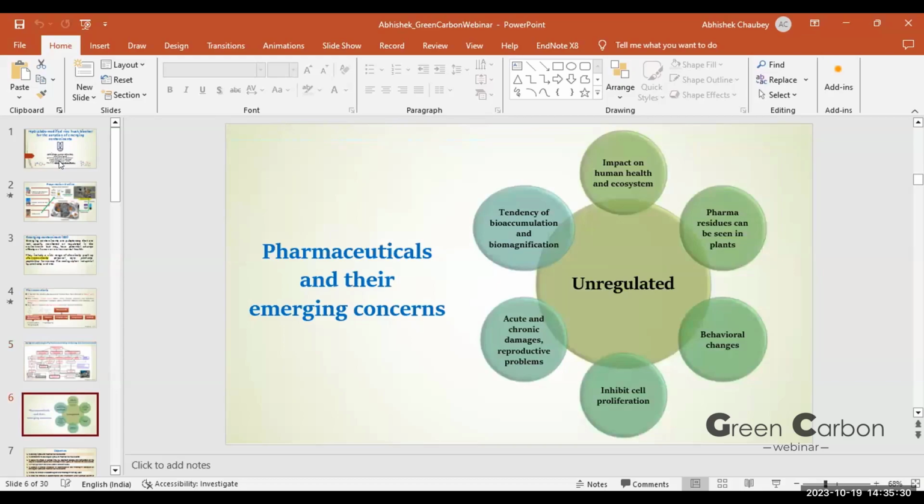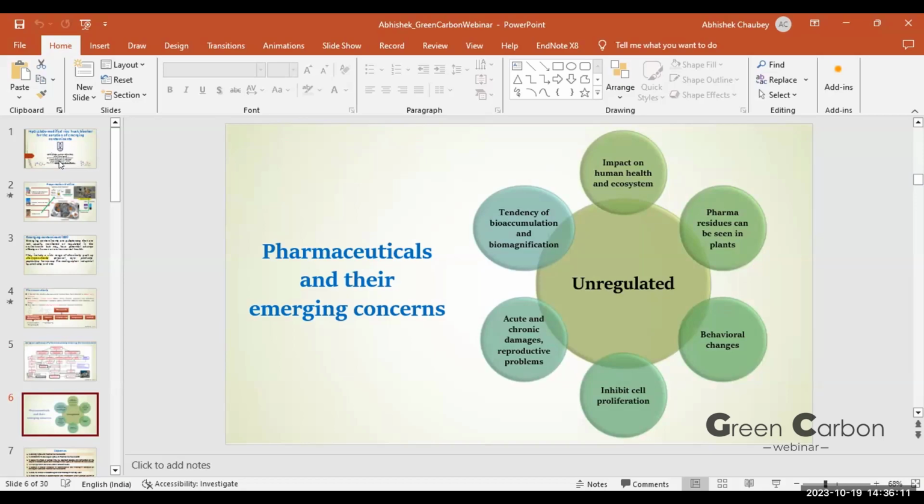But why are these pharmaceuticals problematic? The first reason is that these pharmaceuticals are unregulated. There is no such regulatory body, or no such standard which defines what the concentration of these particular pharmaceuticals should be in different types of water bodies. Except, I think, the Australian government has made some kind of guideline standards, and they have categorized them: the first one is ADI, acceptable daily intake, and the second is the pharmaceutical concentration in the drinking water guideline.